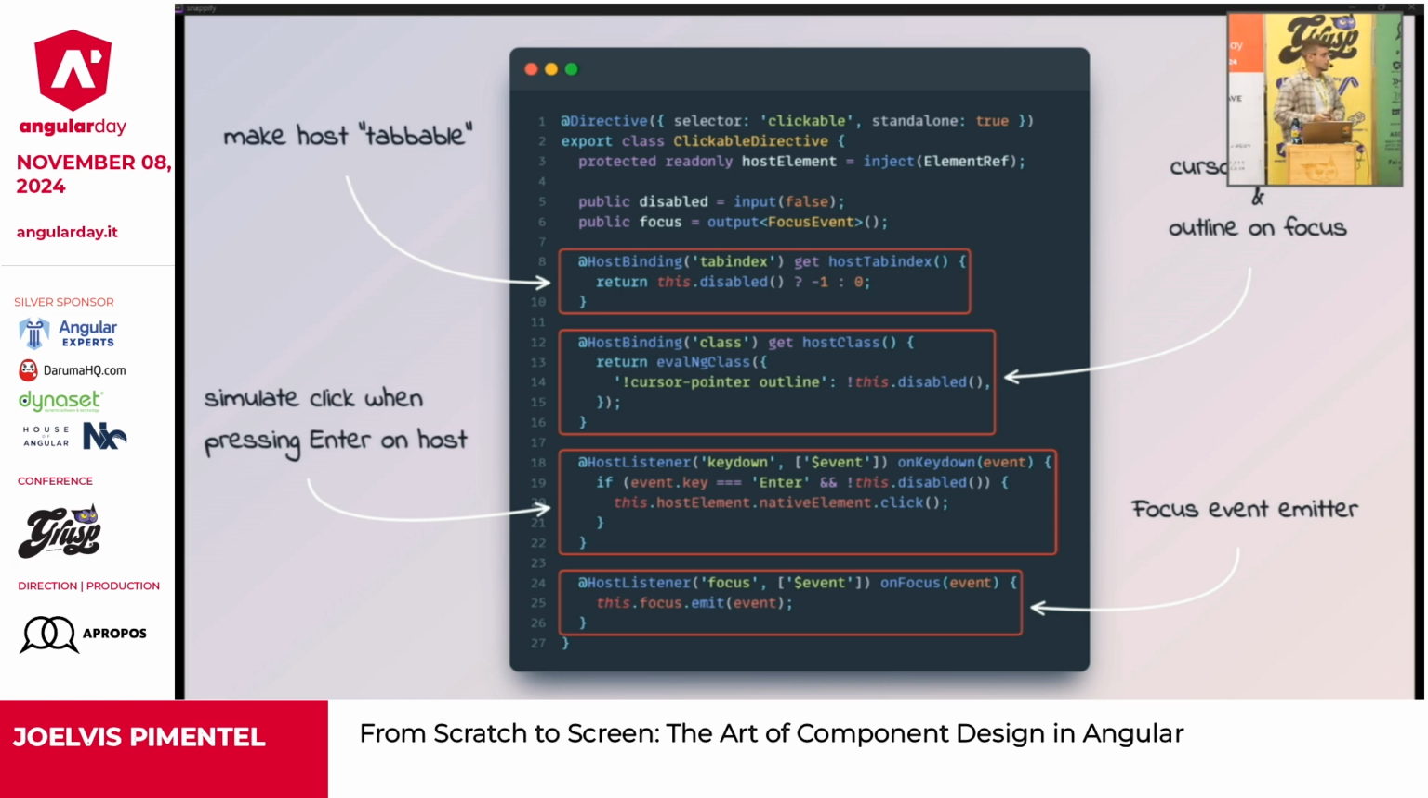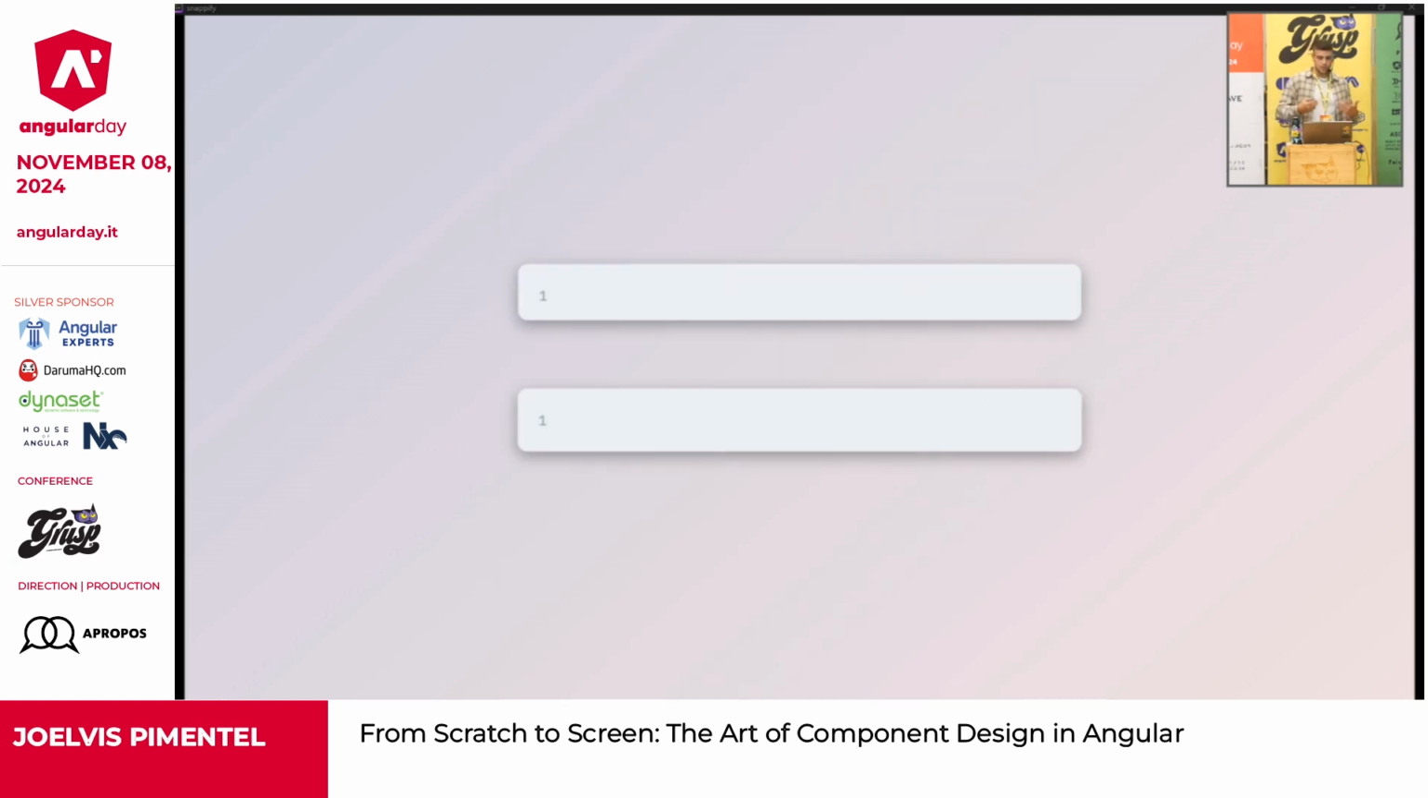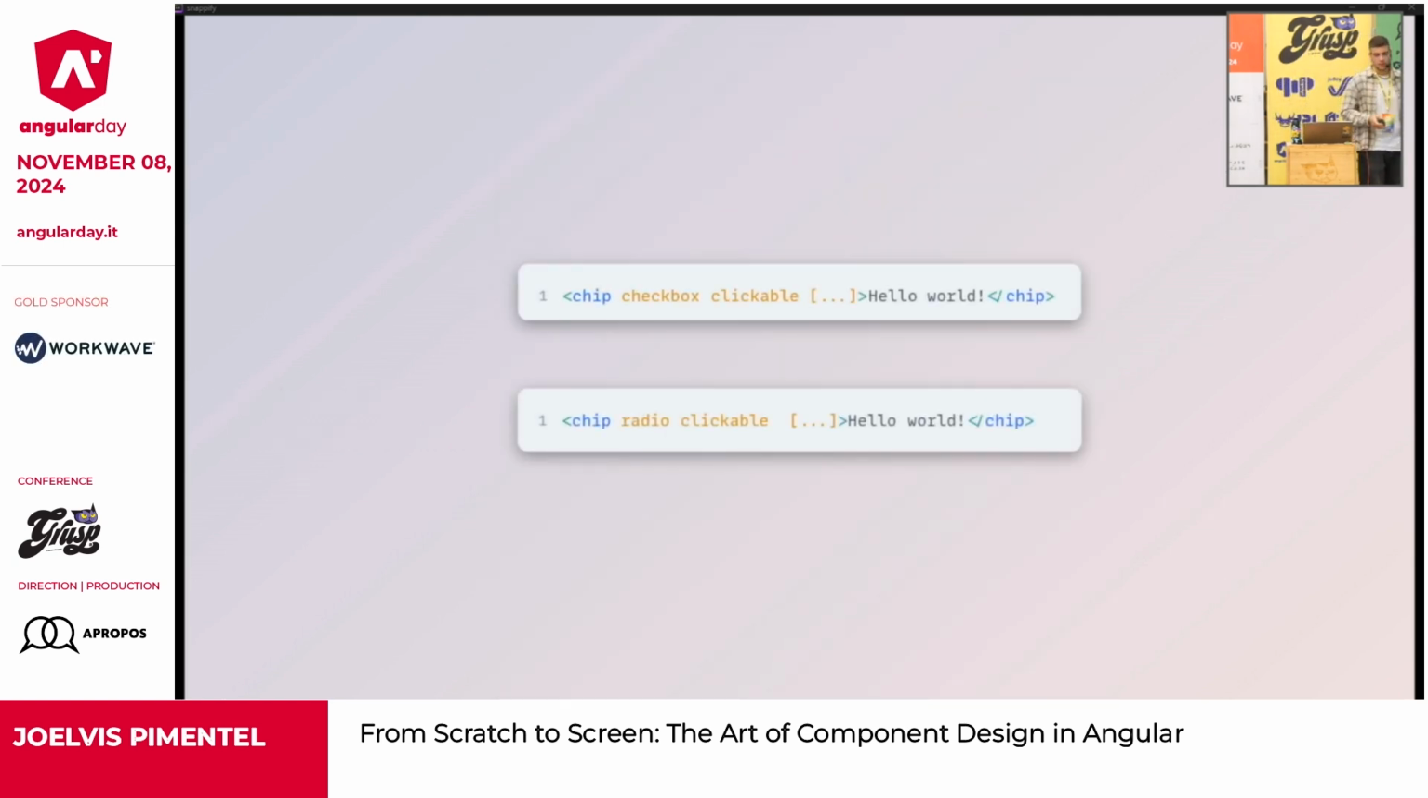this selector, this directive as a selector will be clickable. So to implement it, we'll just need to add the clickable selector to our component. But I see a little problem here. With this solution, every time we want to use the checkbox chip, we have to remember to also add the clickable directive. Isn't there a better solution to this?